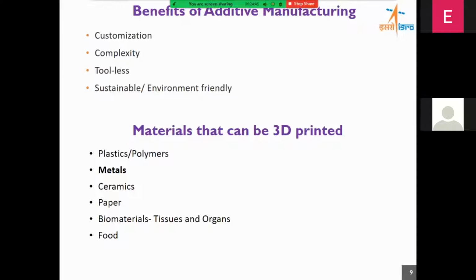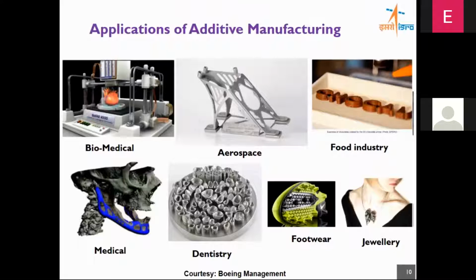So what are the materials that can be 3D printed? Yes, any material you can think of can be 3D printed: plastics, polymers, metals, ceramics, paper, biomaterials, tissues such as organs, and food. These are also now gaining wide popularity. But the topic being metal additive manufacturing, we will concentrate mainly on metals here. Of course, these are just examples of various sectors, showing the applications of additive manufacturing.